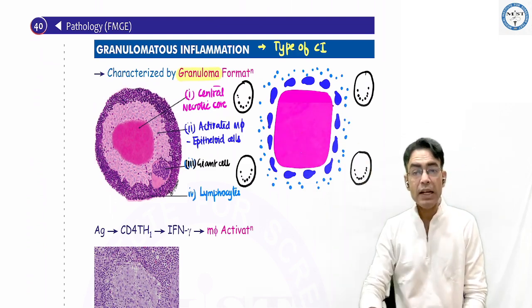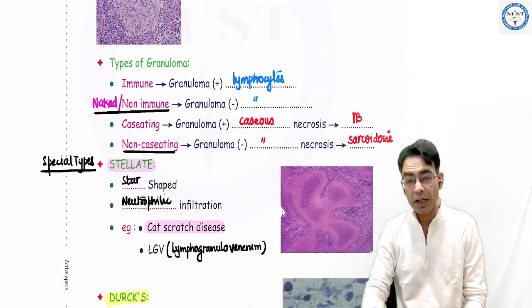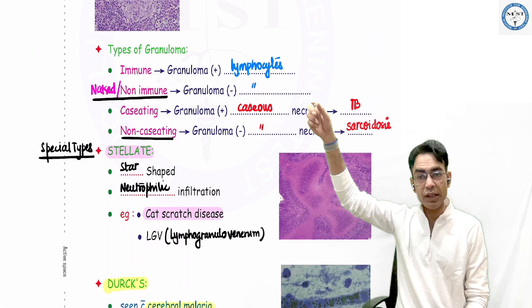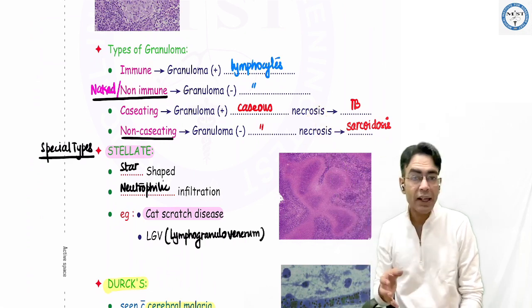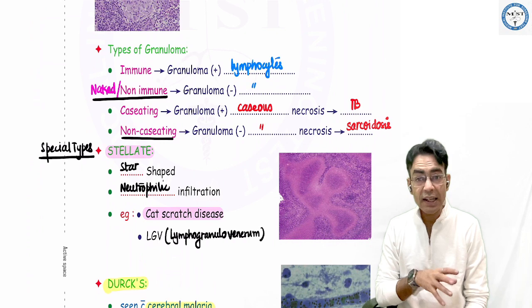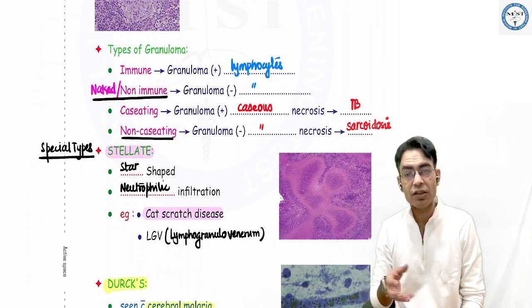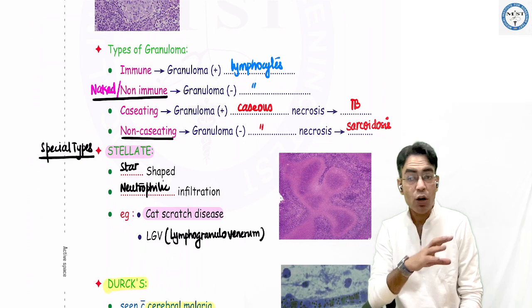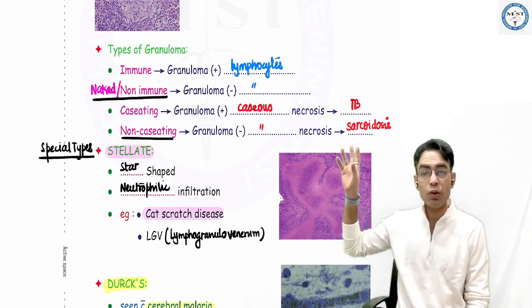That's your granuloma. Now, granuloma can be of multiple types, like an immune granuloma. Immune granuloma means granuloma with lymphocytes. Non-immune or naked granuloma means granuloma is there, but there is no lymphocyte. Then caseating granuloma means granuloma with caseous necrosis, seen with TB. And non-caseating granuloma means granuloma without caseous necrosis, seen in sarcoidosis.